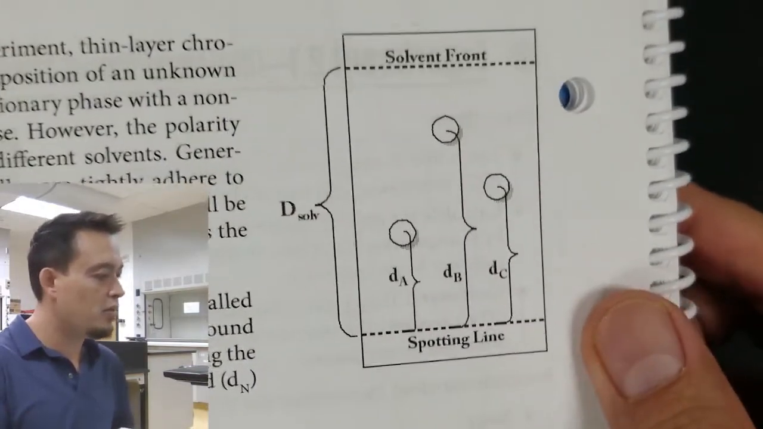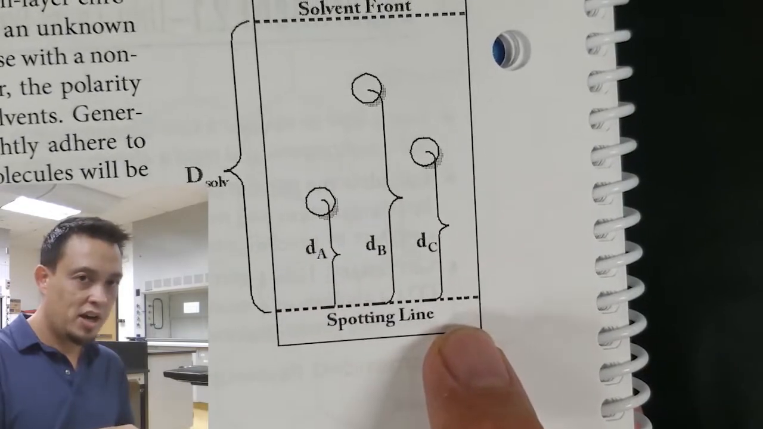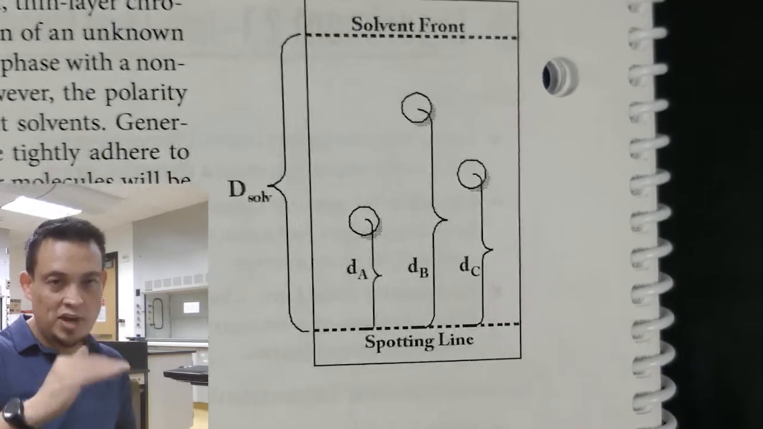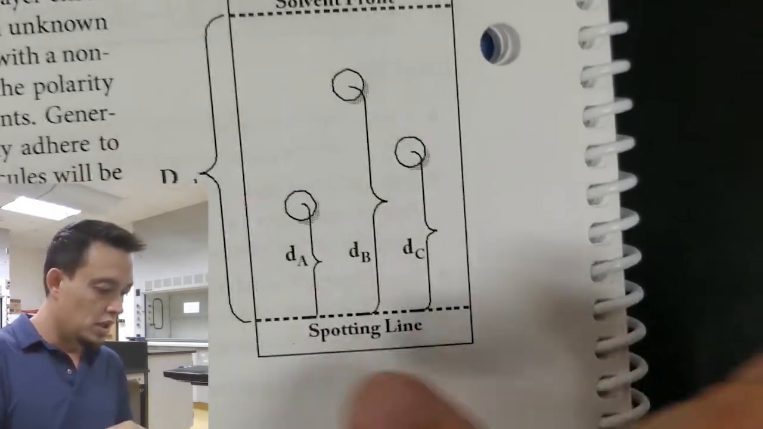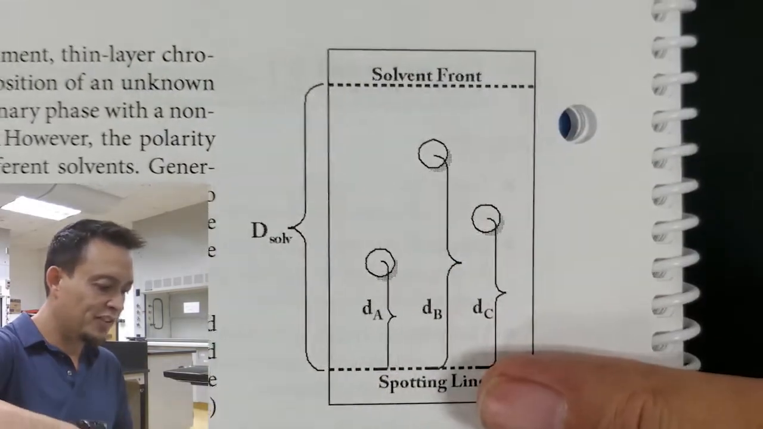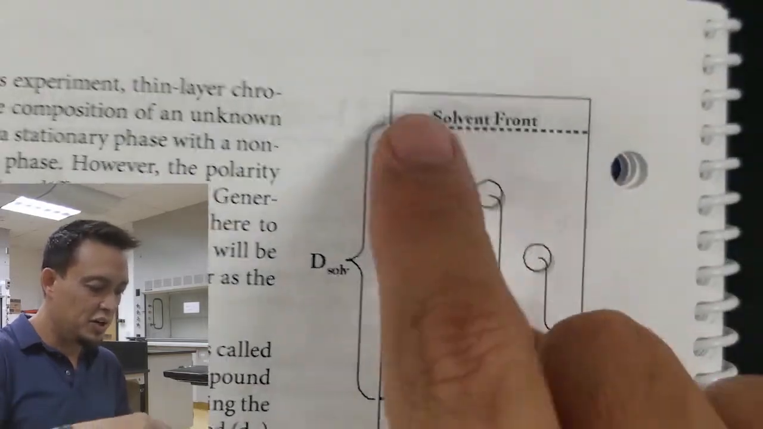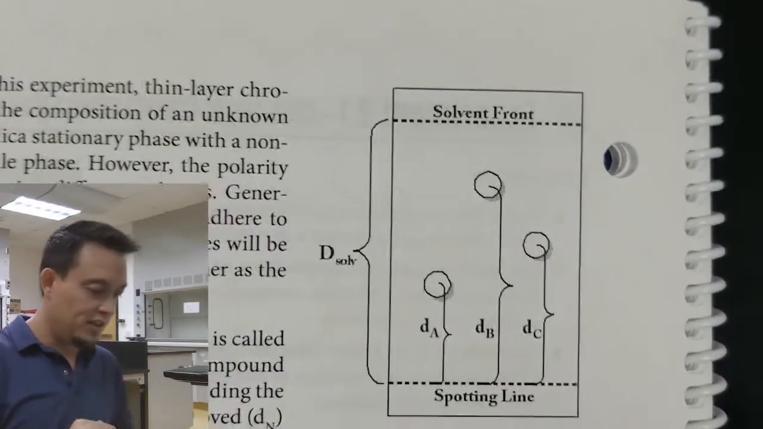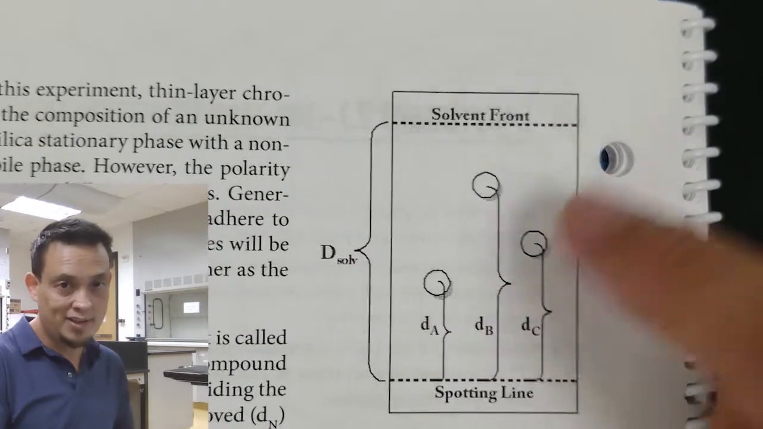Here I have a schematic of how we're going to do this. You're going to draw a spotting line on here with a pencil. As I showed you in the demo, you don't want to use ink because ink will actually move. Pencil does not move with the organic solvents. You are then going to let the solvent run up the plate until it gets roughly towards the top, and then you're going to mark how far the solvent went. Then you develop your plate, and we'll see how far up the spots went.